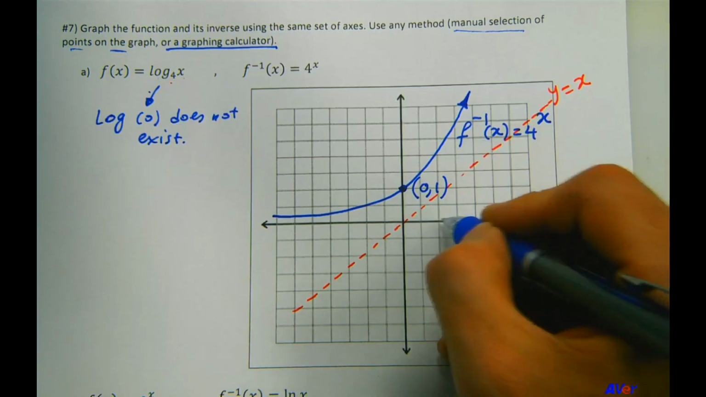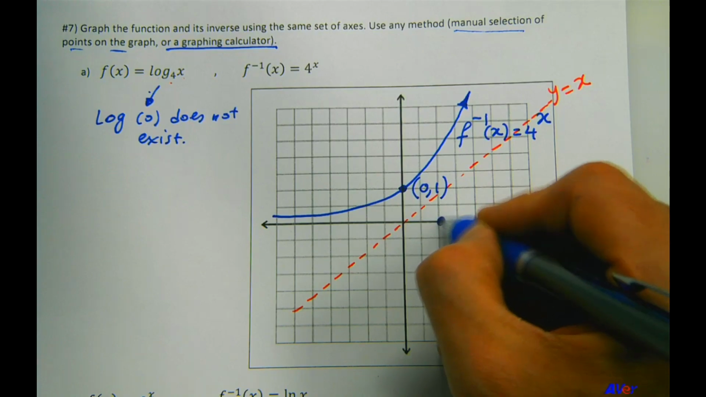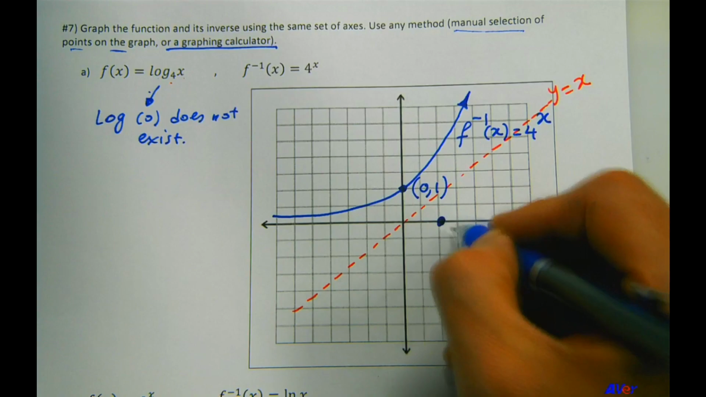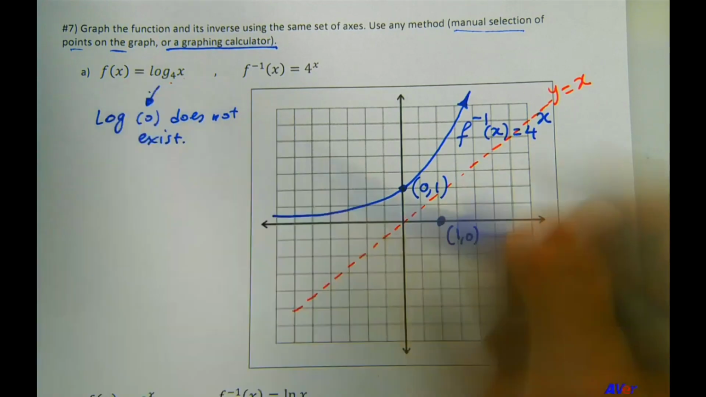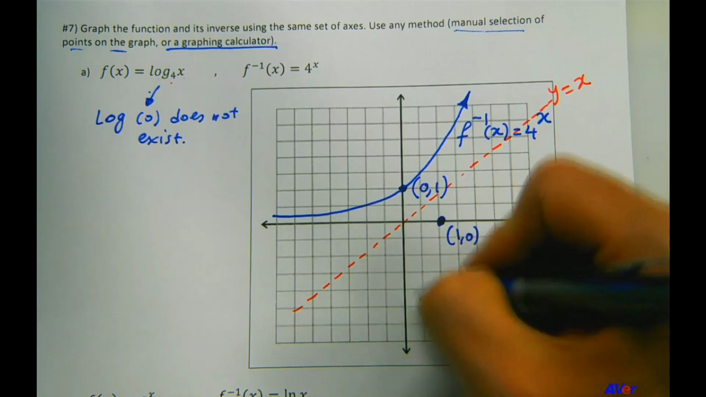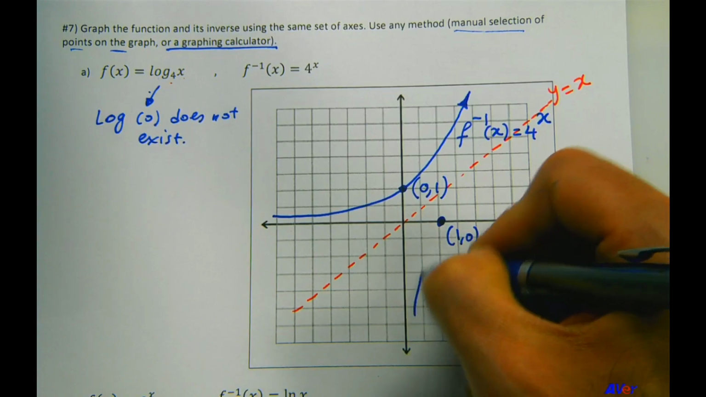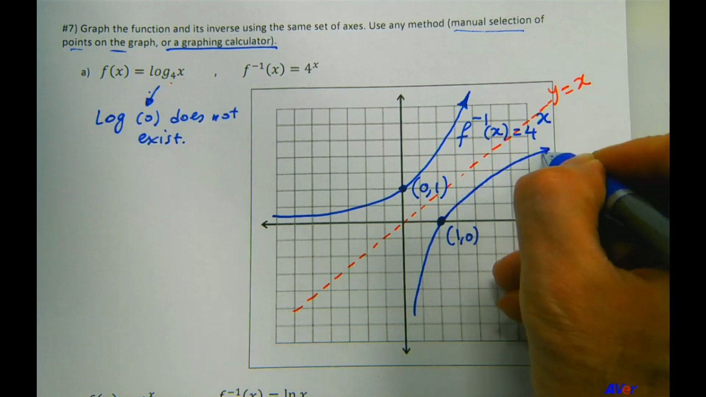And we know that log of 1 does exist and is 0. So that is the point (1, 0). So the line for this function is going to go like that. It's an increasing function, but it's going to go like this. Like that.